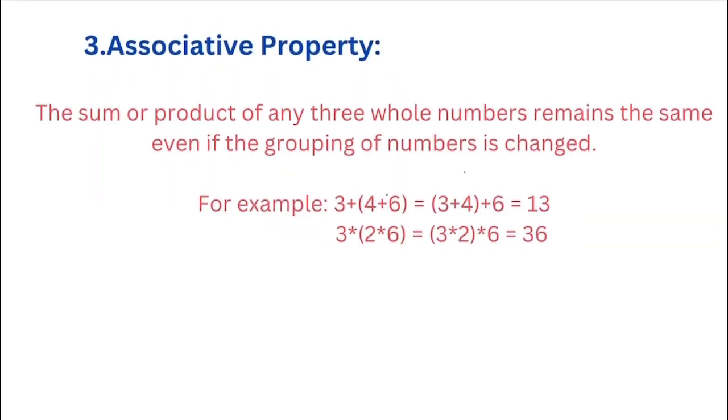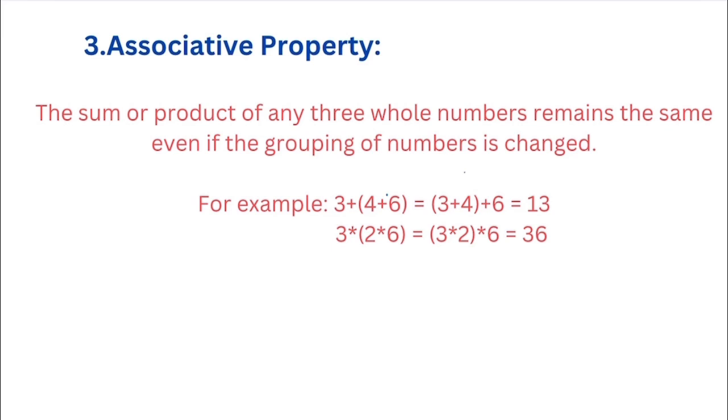Associative property. The sum or product of any three whole numbers remains the same even if the grouping of numbers is changed. For example, there is 3 plus 4 plus 6. When we add 4 plus 6, it comes to 10, so 3 plus 10 is equal to 13. On the right hand side, 3 plus 4 is 7 and 7 plus 6 is equal to 13. So the result is the same, right?